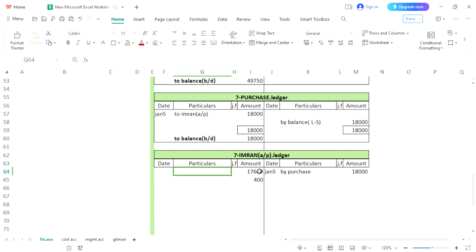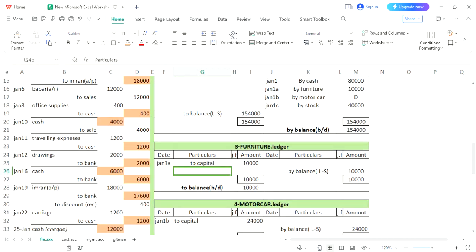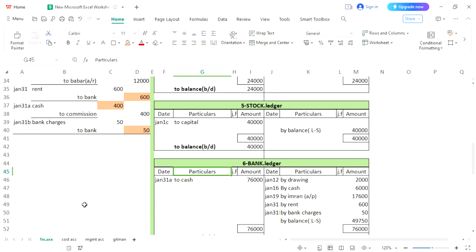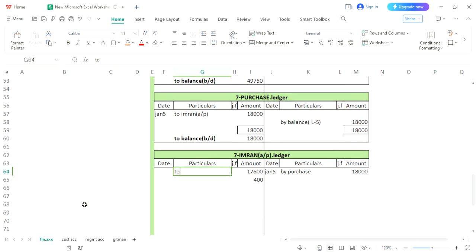As there were two references for Imran, Imran was debited by 18,000 with two references, bank and discount. So you will put the first reference bank and the second reference discount. It was discount received, so you may mention REC as discount received as well. Posting for 17,600 and 400. That means 18,000 Imran's posting is completed.